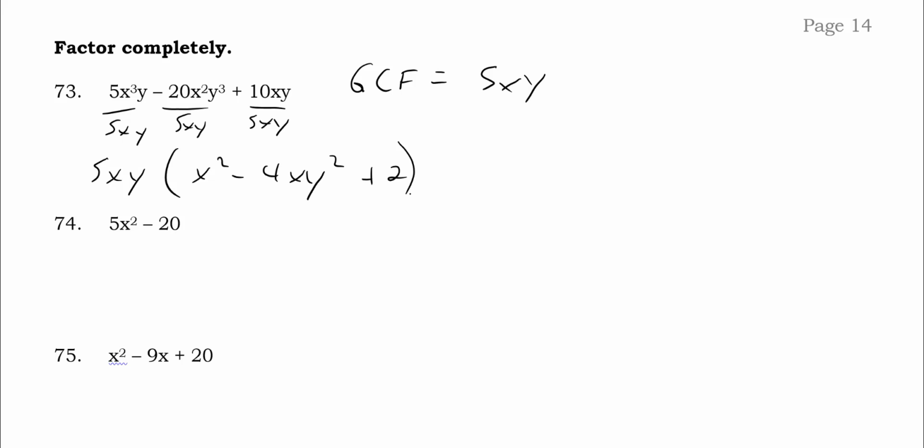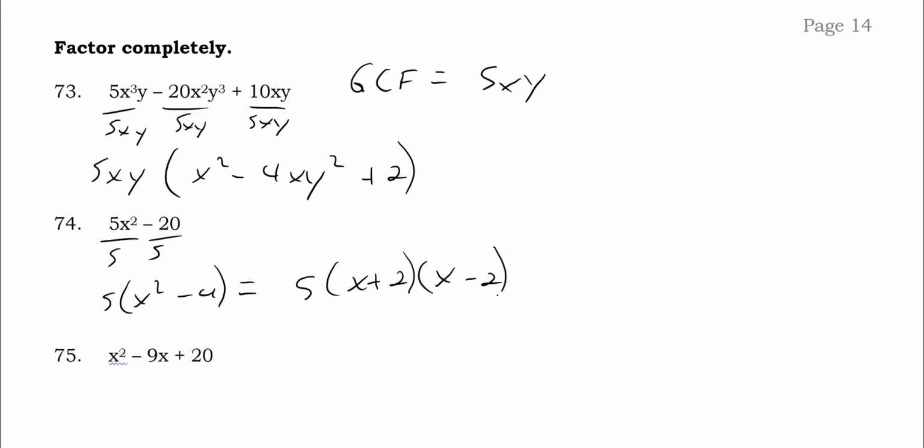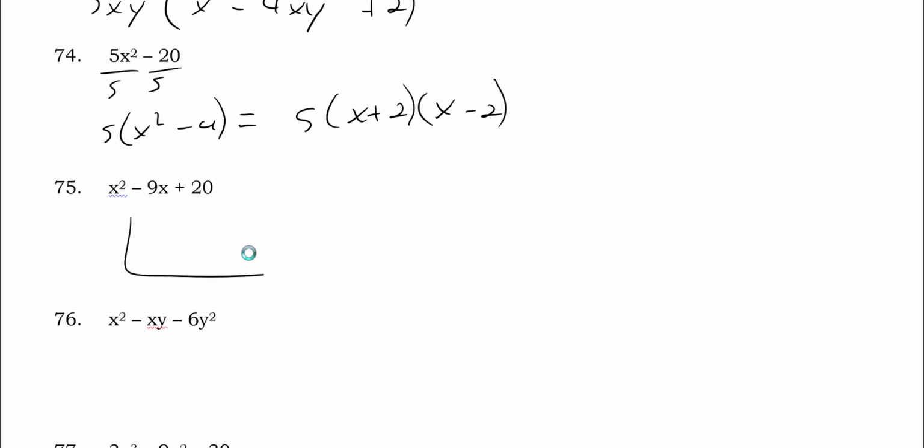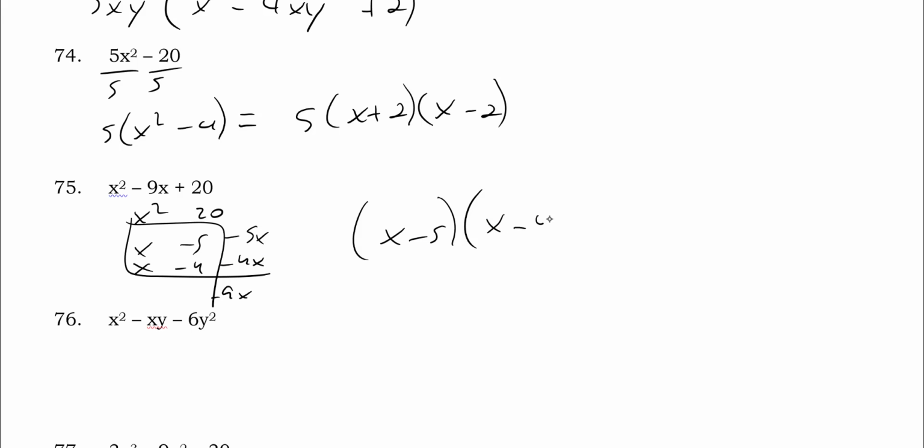That's it. Okay, the next one, greatest common factor is 5, so factor 5 out, I get 5 times x squared minus 4, and you guys should recognize it's the difference of two squares, so 5 times x plus 2, x minus 2. Okay, if you need to do a factor box, go for it. X squared, negative 9x. So x and then negative 5 and negative 4. Negative 5x, negative 4x. So it factors out to x minus 5, x minus 4.